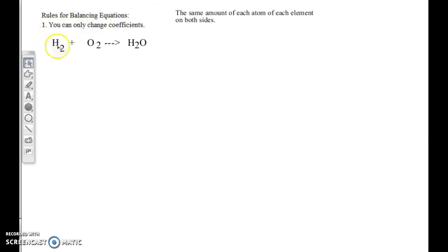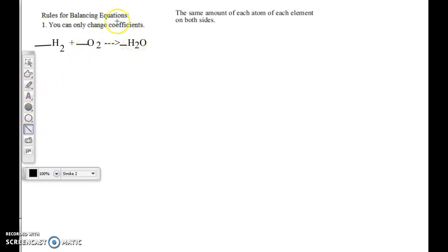So let's review. These numbers right here are called what? Subscripts. We never, ever, ever touch the subscripts. We can only add coefficients. And where do coefficients go? They go to the left or in front of the entire compound. I can't add a coefficient in the middle. No, they go on the left side.